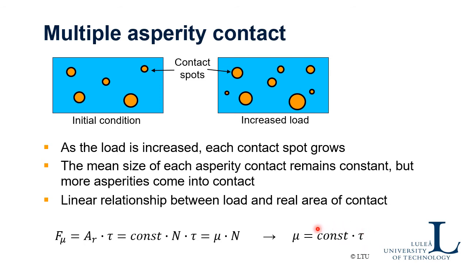So this shows that as long as there is a linear relationship, the constant here, and as long as there is a constant shear strength of each interface, so each contact spot here, then the friction coefficient will be constant too. That is the case, and that was discovered already by Leonardo da Vinci, wasn't it? So that explains why the friction coefficient in many cases is independent of the load, as it is here.